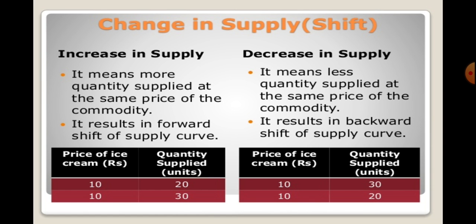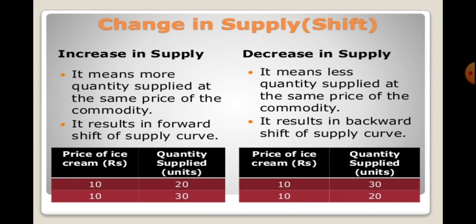Now the second concept, this is change in supply. Change in supply occurs due to change in other factors than price of the commodity. In this situation, price of the commodity is assumed to be constant and supply of the commodity changes because of other factors like price of related goods, change in technology, or change in price of factors of production or the raw material or the inputs, etc. So here price of the commodity is assumed to be constant.